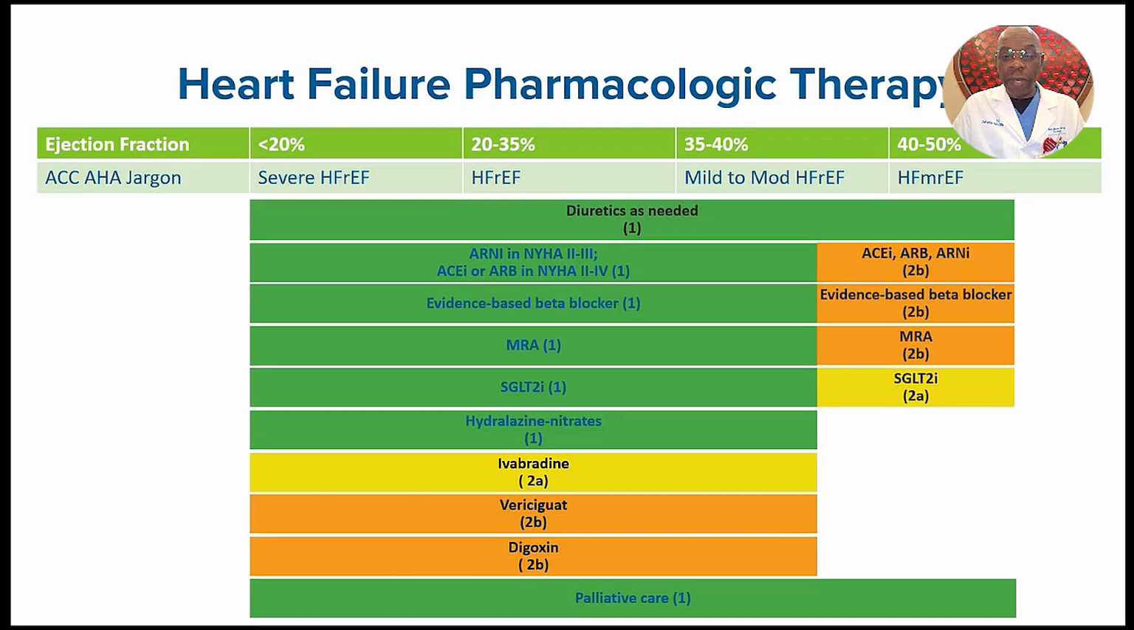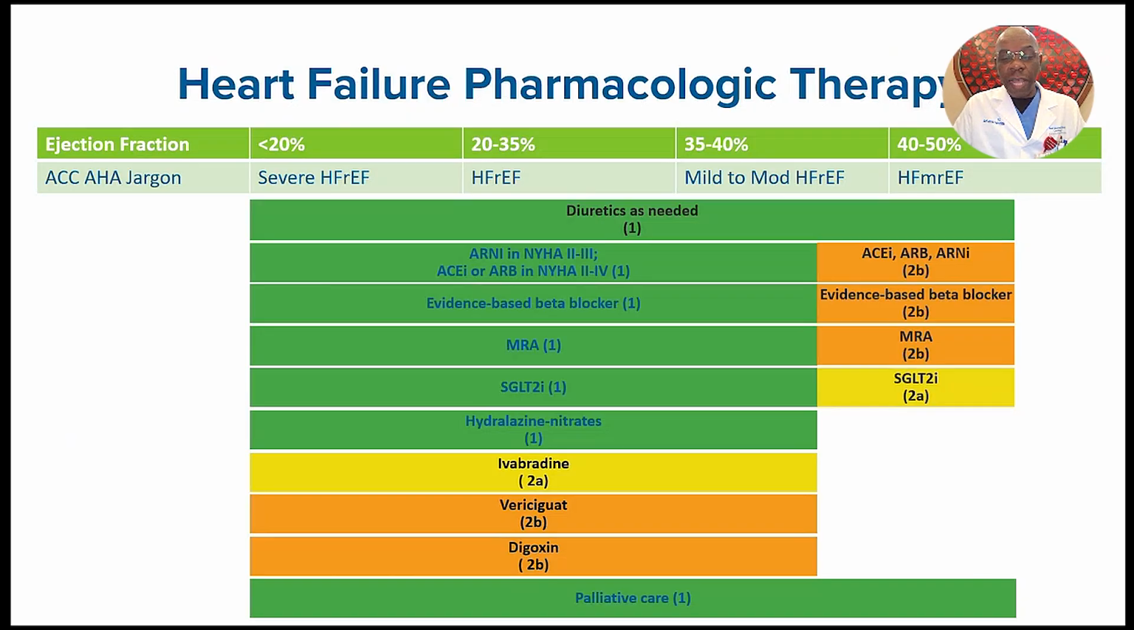Hydralazine nitrates are a class 1 indication for patients that are self-declared African Americans. That is because that's who the data has been studied in the most. The hydralazine nitrates are also useful in patients who are intolerant of other agents because of renal dysfunction.